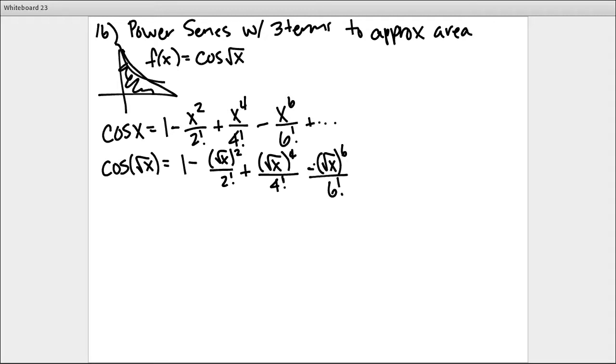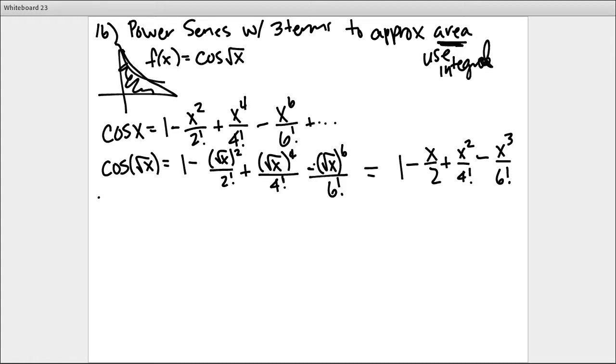Okay, so we got all that. So that means that it ends up being 1 minus x over 2, plus x squared over 4 factorial, minus x cubed over 6 factorial. All right, so to find area means you're going to use integrals. Find the integral of this function. We're going to use power series to do it.